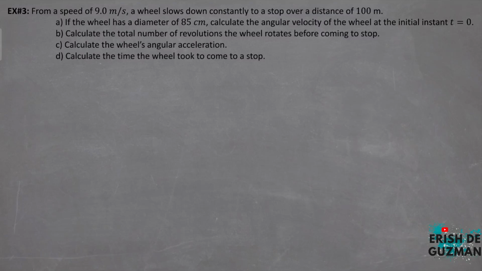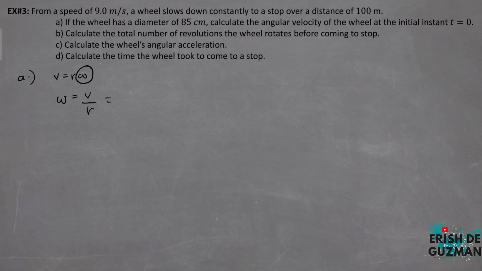And letter D, calculate the time the wheel took to come to a stop. So for this problem, i-assume natin na yung wheel ay nagro-roll without slipping. So, and for letter A, again, gagamitin lang ulit natin yung relationship na linear speed equals radius times the angular velocity to calculate for the angular velocity. Angular velocity is equal to linear speed over the radius.